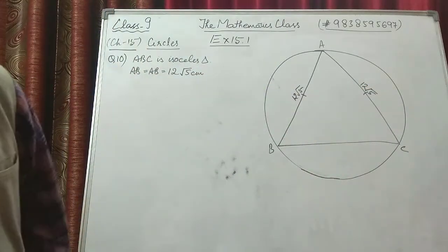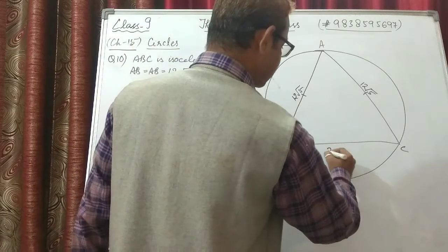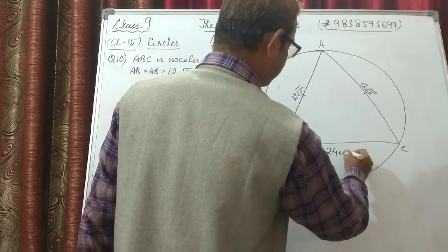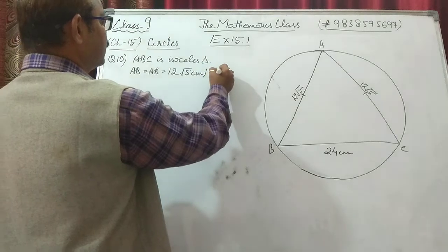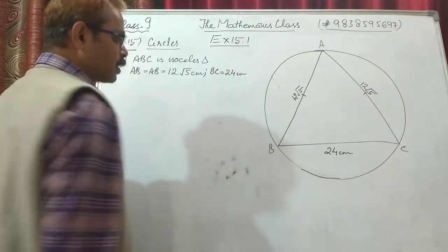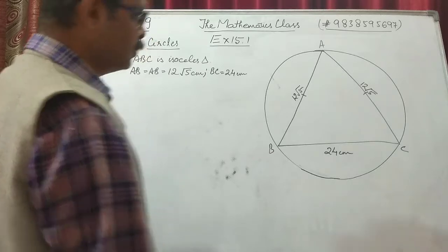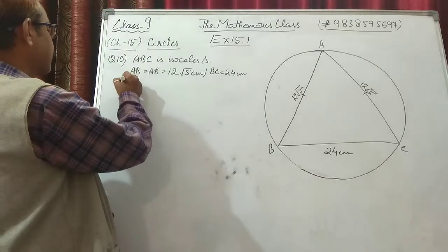Now what do they say? BC is equal to 24. The baseline is BC, that is 24 centimeters. So one more thing that is given, BC is equal to 24 centimeters. From A, what we do, we have to find, they say, find the radius of the circle.